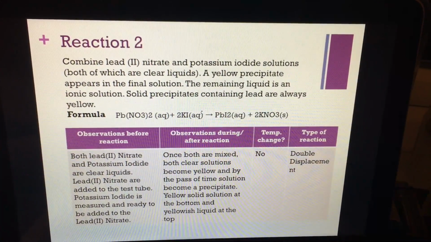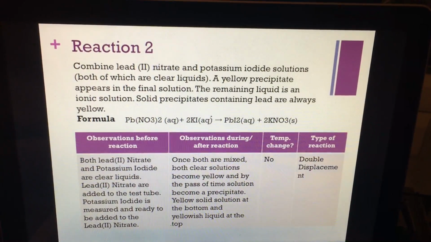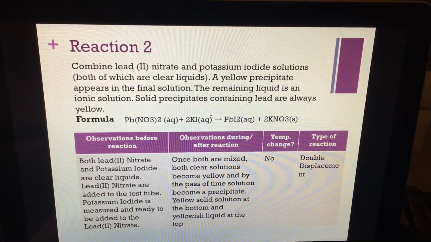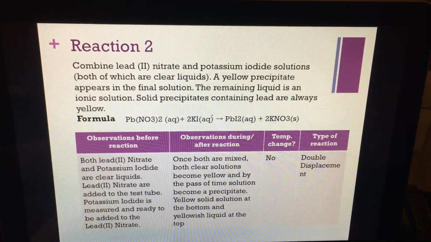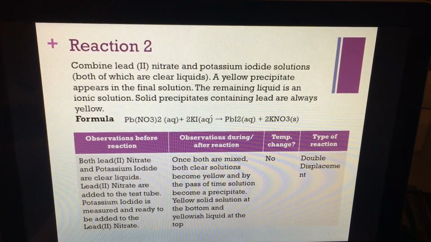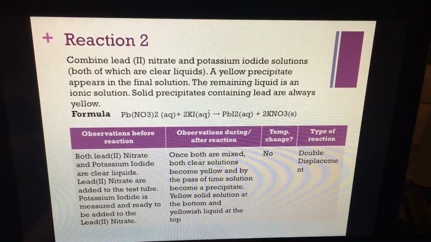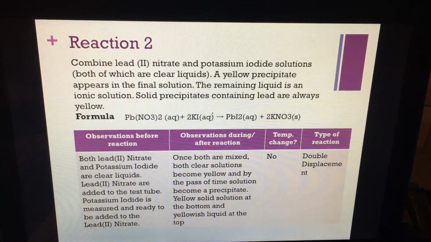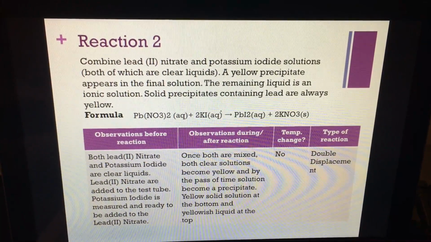Reaction 2. This reaction is double displacement. Before the reaction, we saw that lead nitrate and potassium iodide were clear. During the reaction, we mixed them and both were clear. Then they became yellow and then it precipitated. After some time, we saw a yellow solid at the bottom and at the top there was a yellowish liquid. In this reaction, the temperature didn't change.